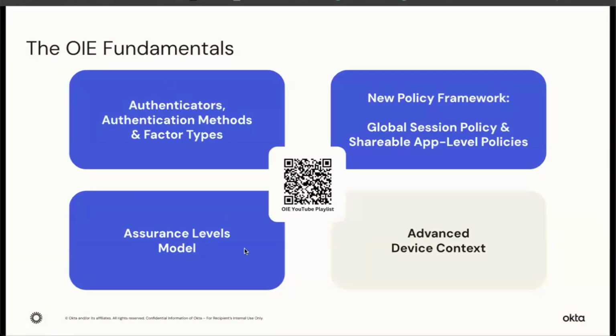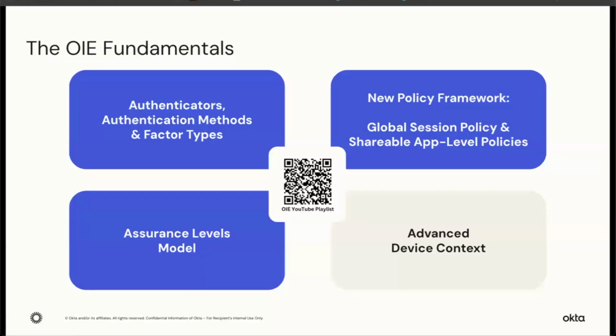So the first thing I always strongly advise everybody is to look at the OIE fundamentals. There are a few things that have changed in how we define authenticators, authentication methods, and factor types. The vocabulary is a little bit different, so make sure that you look into this. The policy framework is one of the most powerful innovations in OIE because it gives you the possibility to do app-level policies.